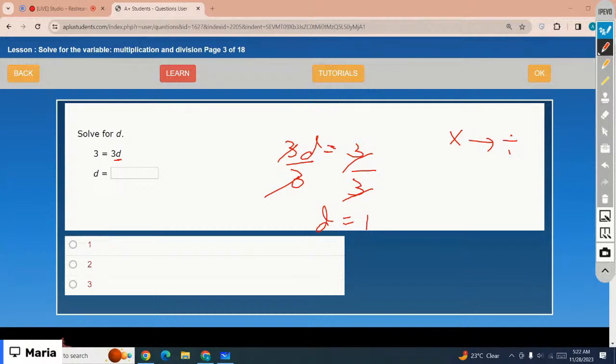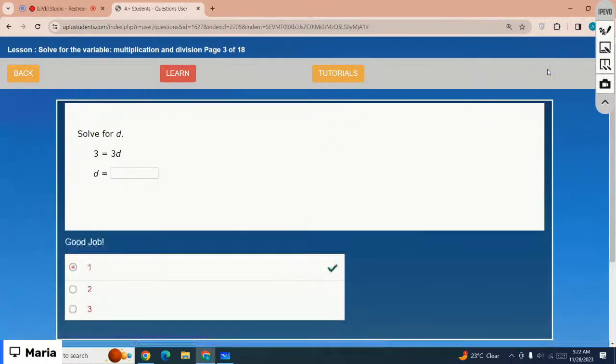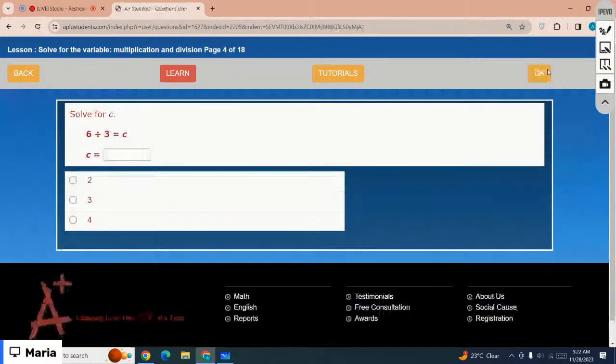The correct option is 1. Opposite to multiplication is division. You need to divide both sides by 3, and 3 times 1 is 3. The correct option is 1.